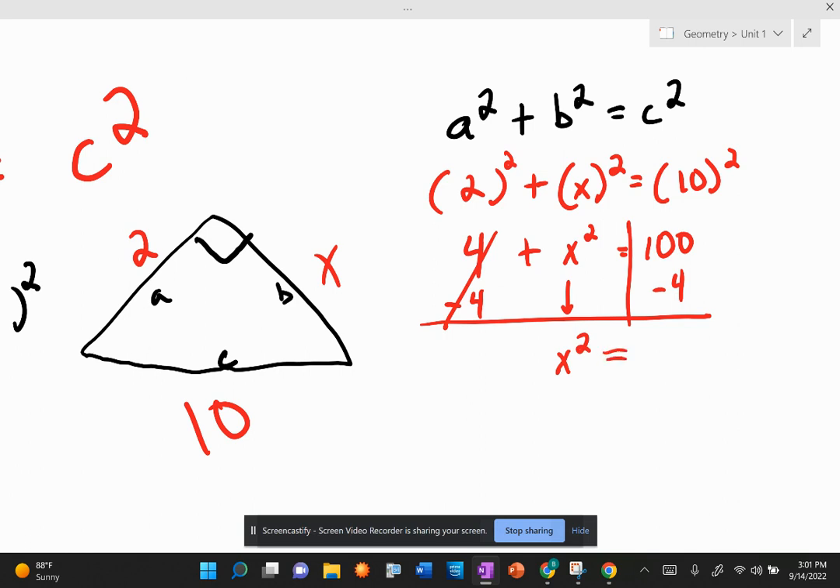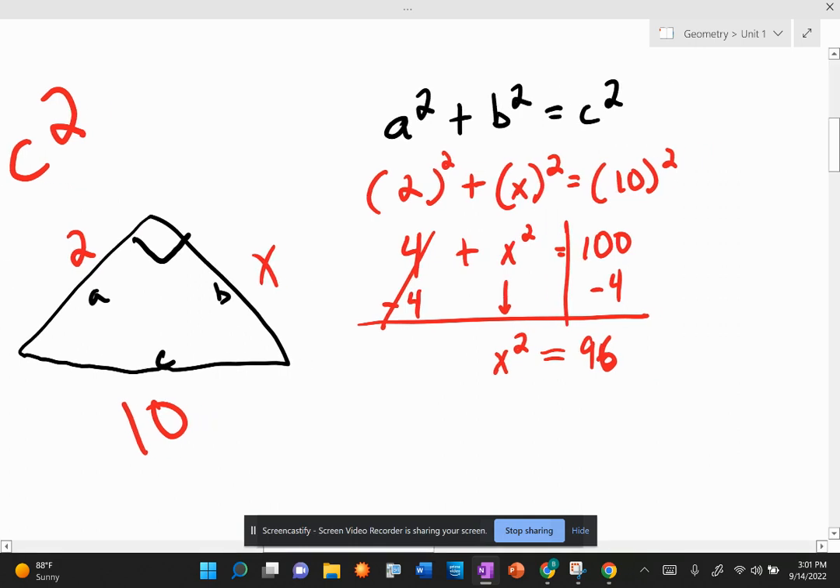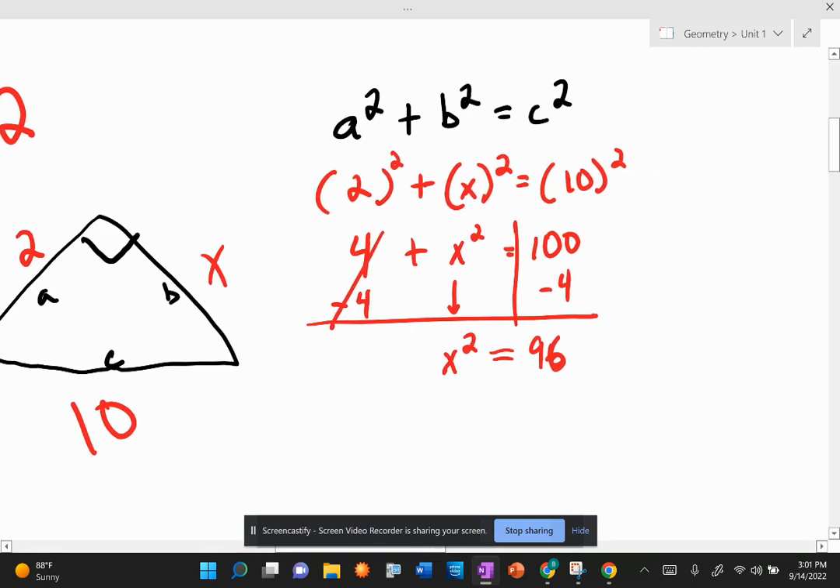We have 100 minus 4, 96. Oh man, I always thought that division was an inverse operation. I thought x would equal 48.